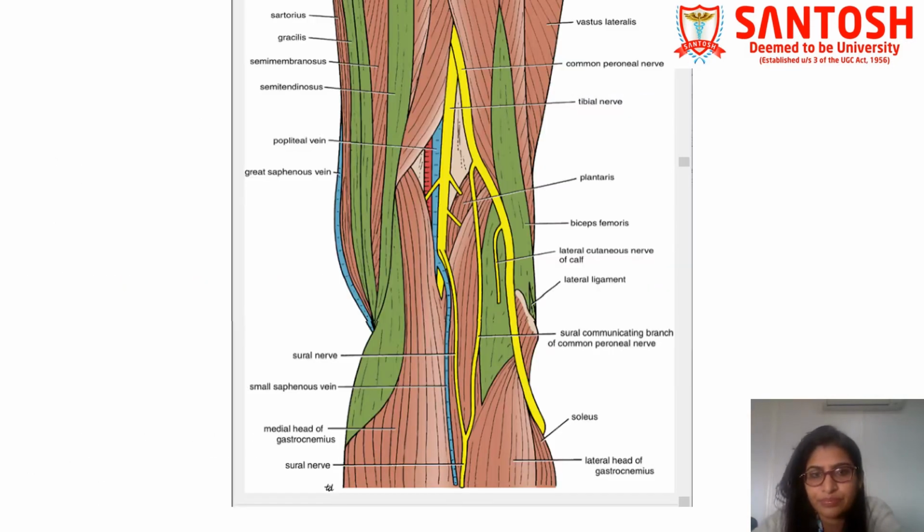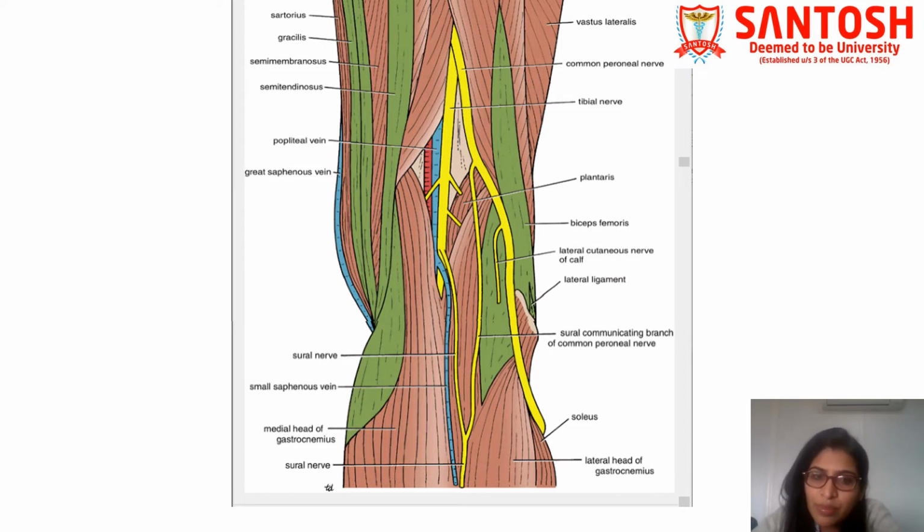So this is another picture showing you the course of the tibial nerve and the common peroneal nerve in the popliteal fossa. You can see the sciatic nerve dividing into two branches, the tibial nerve and the common fibular nerve, at the superior angle of the popliteal fossa.